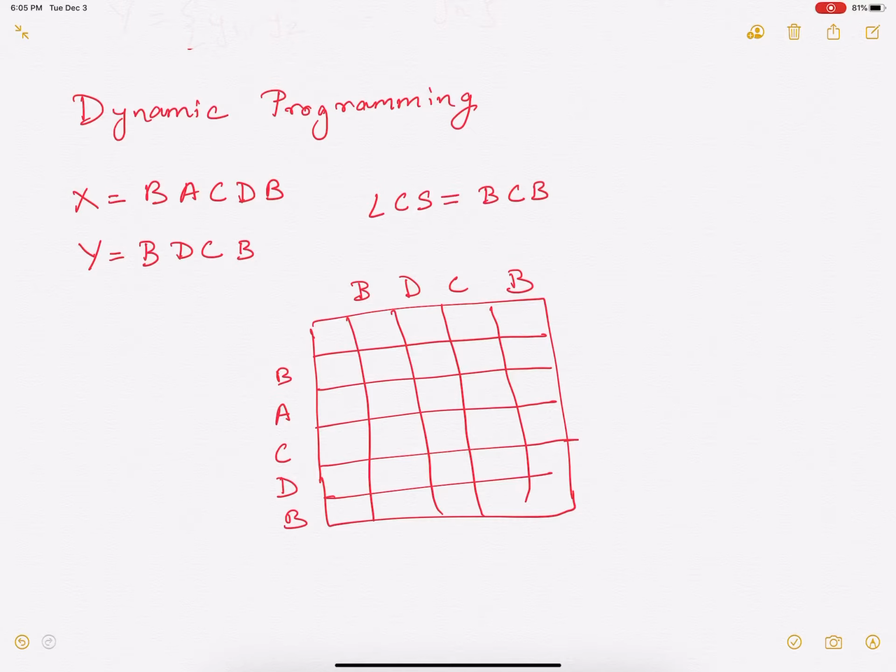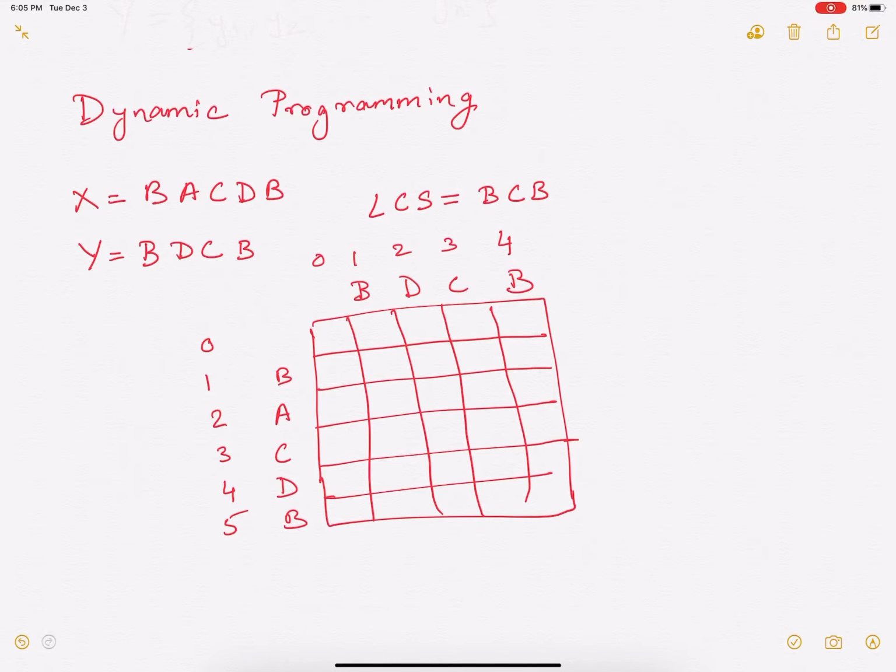Now, these are the two strings, and essentially this is string X, which is of size M. So this is 1, 0, 1, 2, 3, 4, and 5. This is 0, 1, 2, 3, and 4. So we have a string of size 5 along one axis and a string of size 4 along this other axis. Now what do we get from this table?